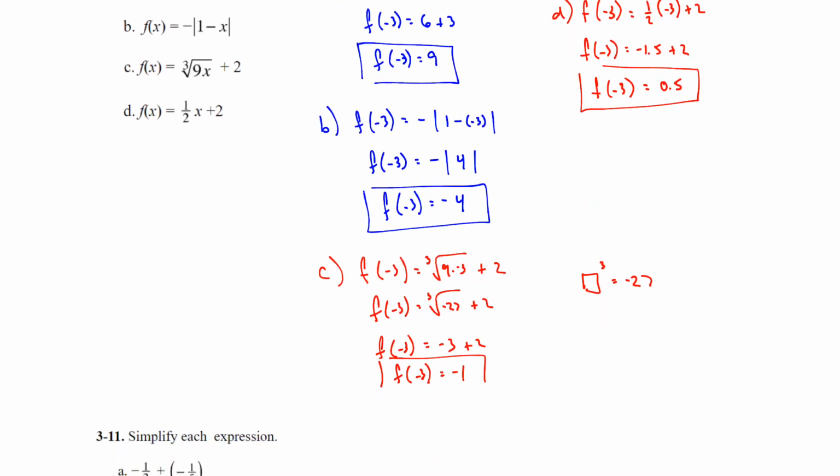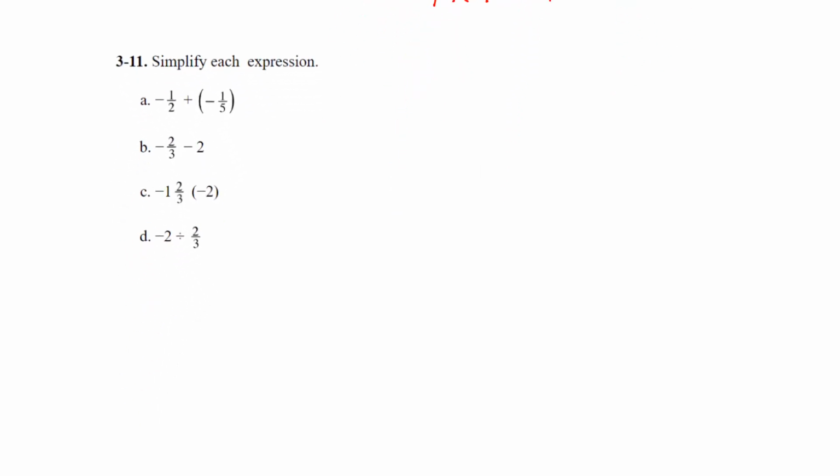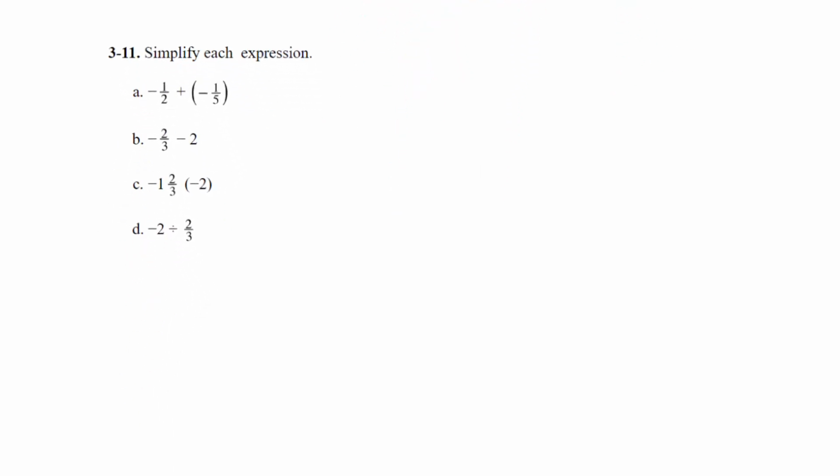And then our last one here, I'm going to move up to 3-11. Last one is simplifying each expression. So once again, a review question dealing with fractions on this one. So A, we have negative 1/2 plus a negative 1/5.